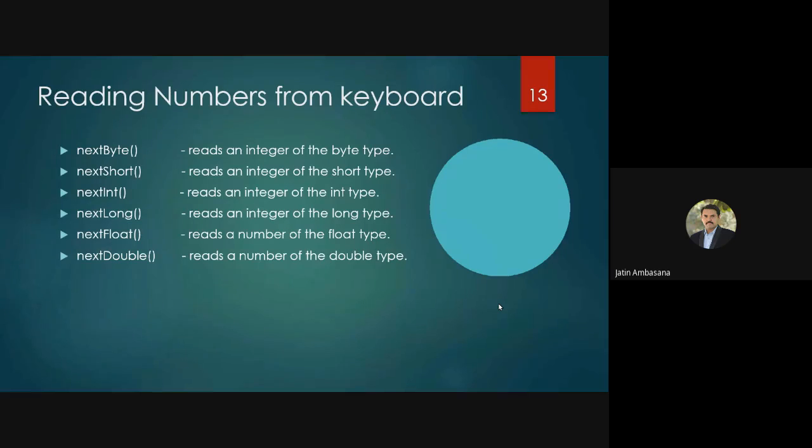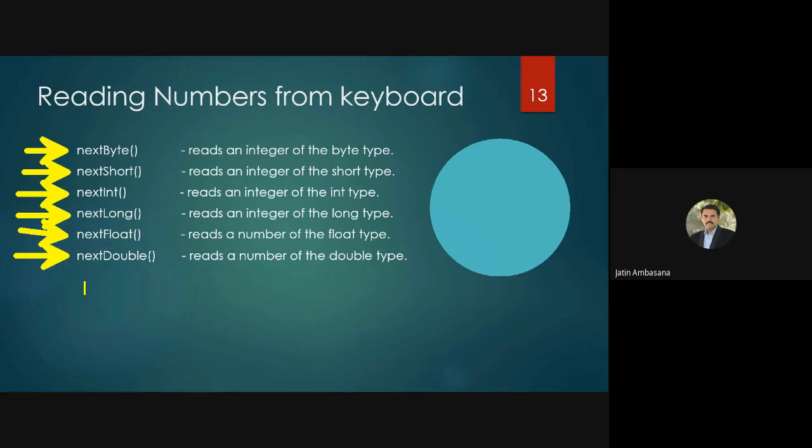So now, for reading numbers from the keyboard, reading the input from the console or from the user, you can use these methods. nextByte will read a byte type of data. nextShort will read a short type of data. nextInt, which we make use of many times, will read an integer data type number. nextLong is there, nextFloat is there, nextDouble is there. For each and every data type, there is a nextXxx.